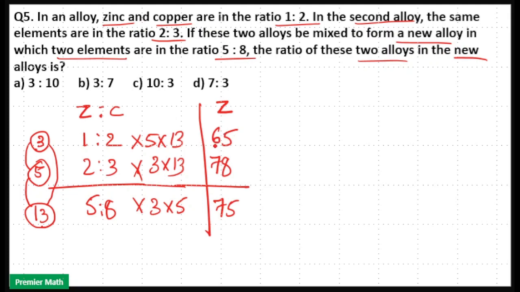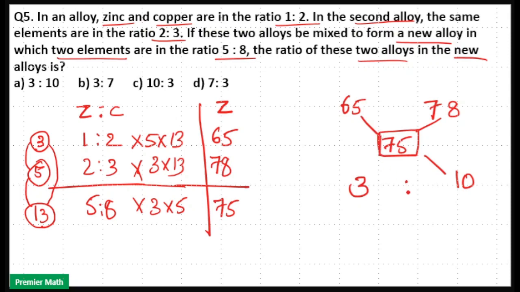So after equalizing the total parts, zinc in first alloy is 65 parts. Second alloy is 78 parts. Zinc in third alloy, that is the mixture, the new alloy, is 75 parts. So that means first alloy zinc part is equal to 65. Second alloy zinc part is equal to 78. After mixing first and second alloy, zinc part will become 75. That means by alligation method, 75 minus 65 is equal to 10. 78 minus 75 is equal to 3. So your answer is 3:10. Option A is your answer.